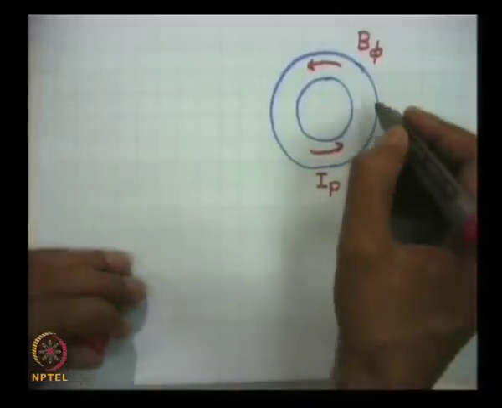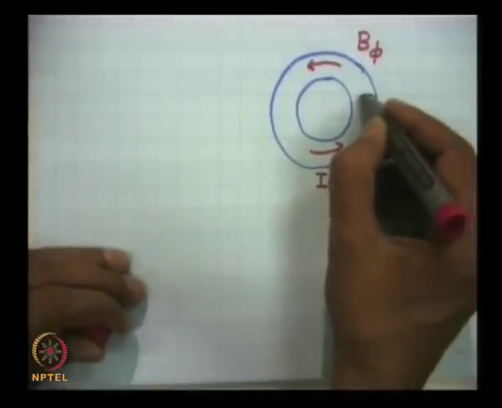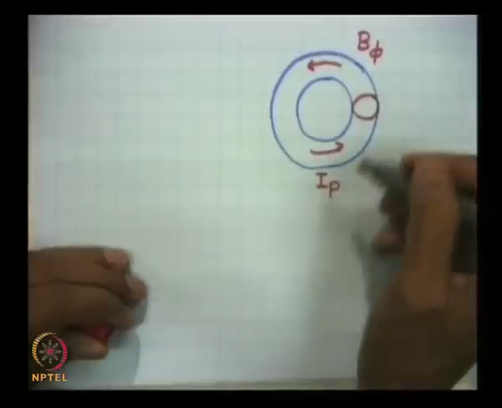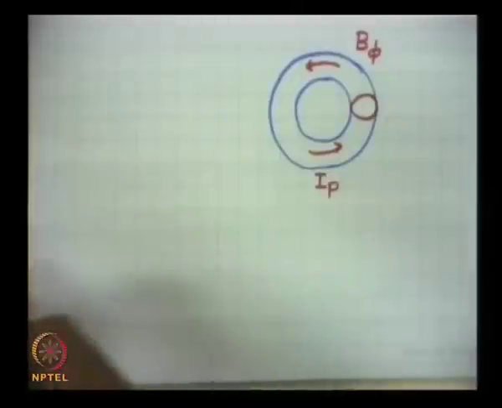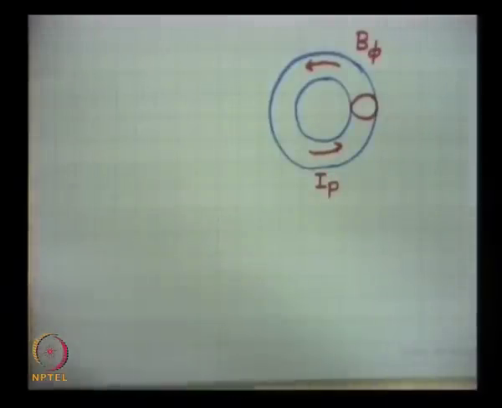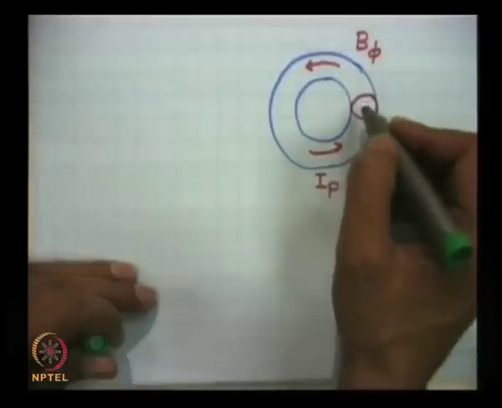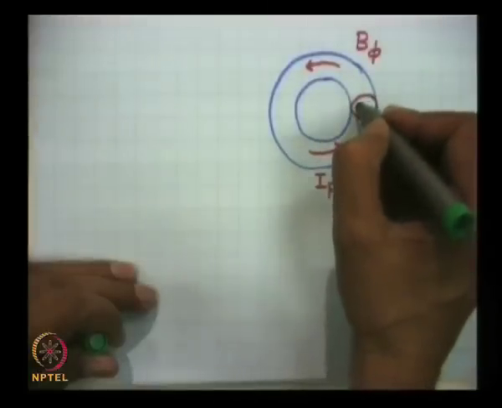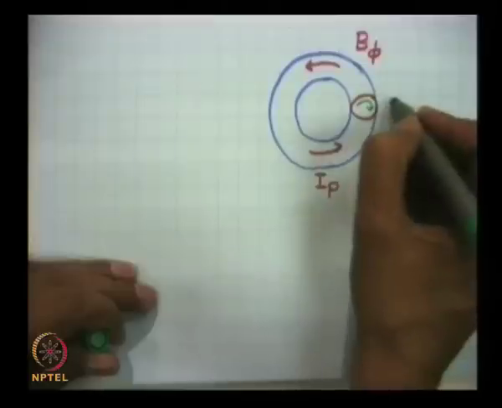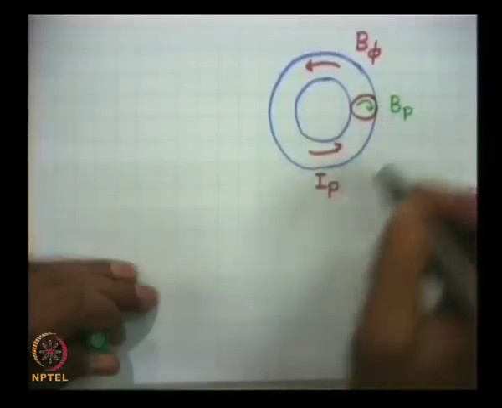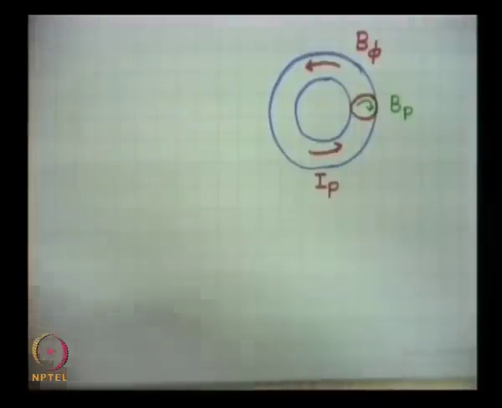If you examine the cross-section of a tokamak, then there exists a magnetic field produced by the azimuthal current, the toroidal current. The magnetic field will be in this direction. This we call the poloidal magnetic field, BP. Some people call this B theta also. So this is the basic configuration.